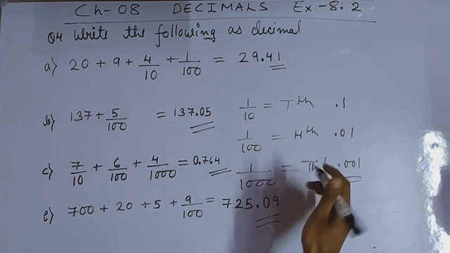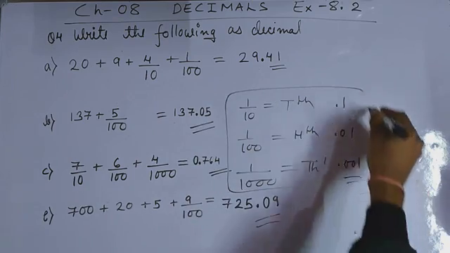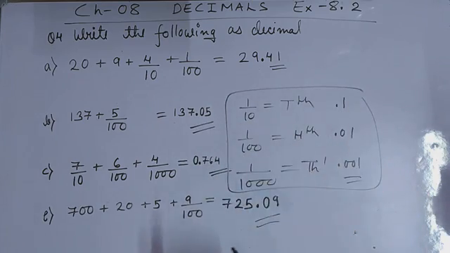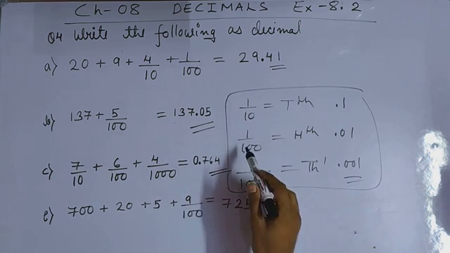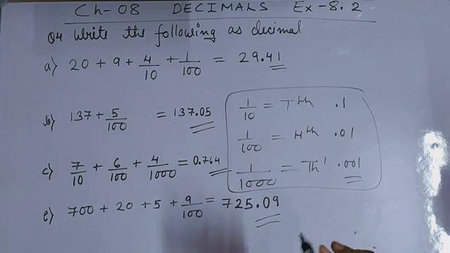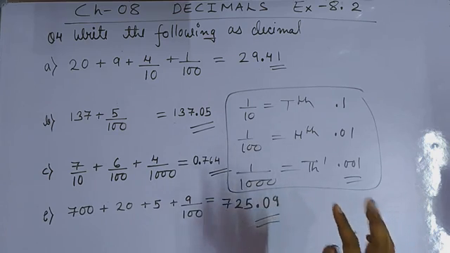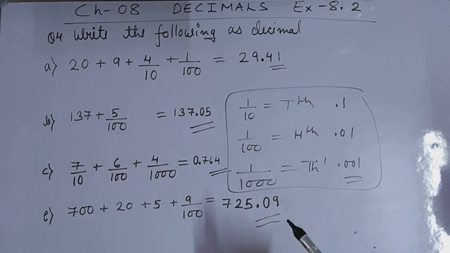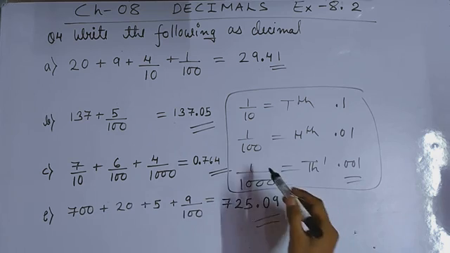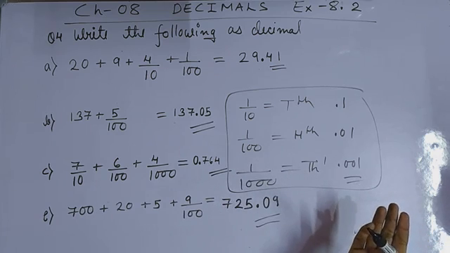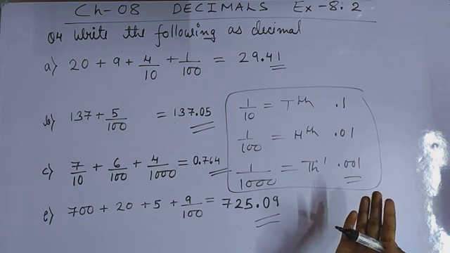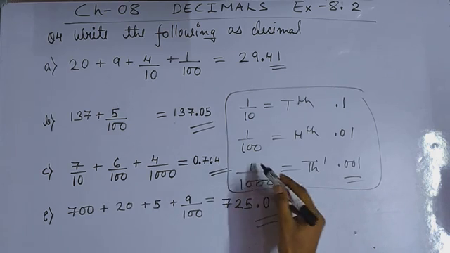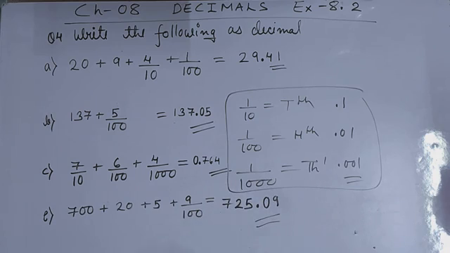The concept is here only. If you have 1/10, then write that numerator in the position just after the decimal. If you have 1/100, then two places after the decimal the number will be there. When 1/1000 is there, you would be writing the numerator after 3 places, in the third place. So I hope you can do the remaining part, that is the D part of this question number 4, by yourself as homework.